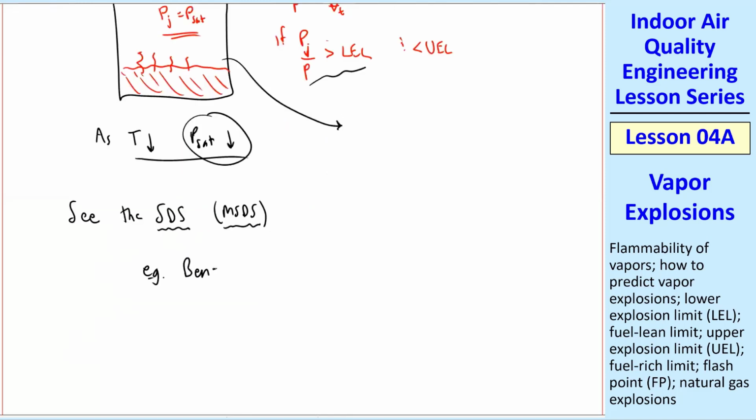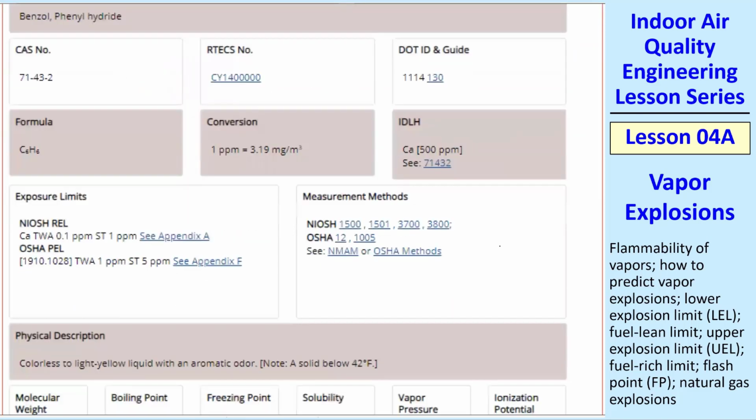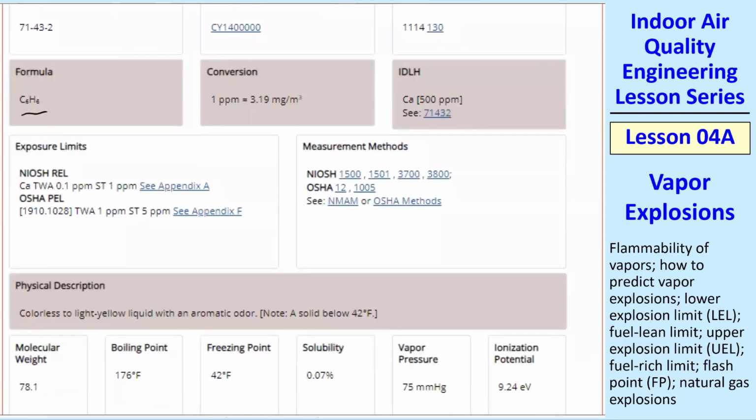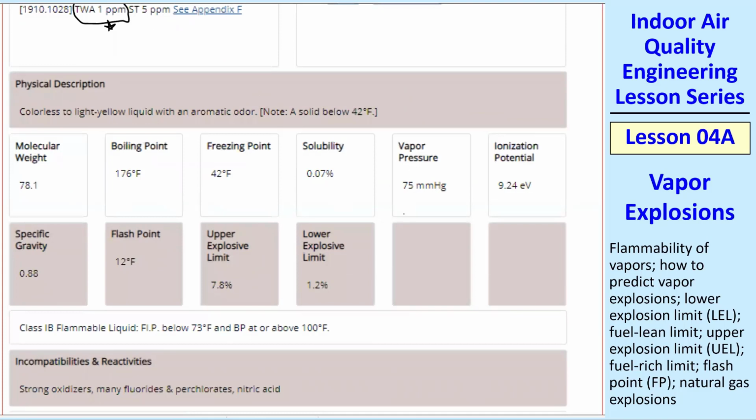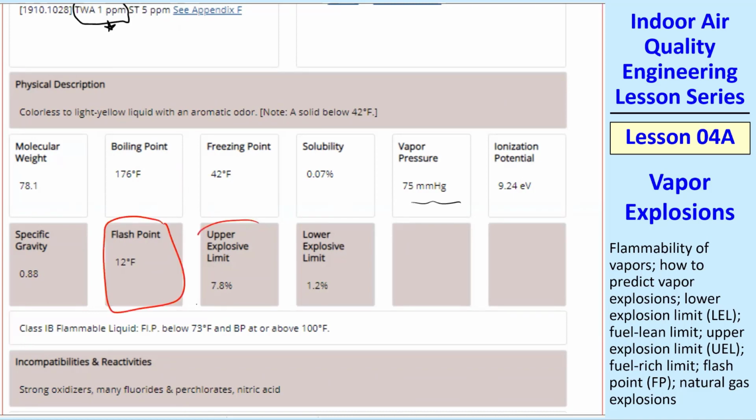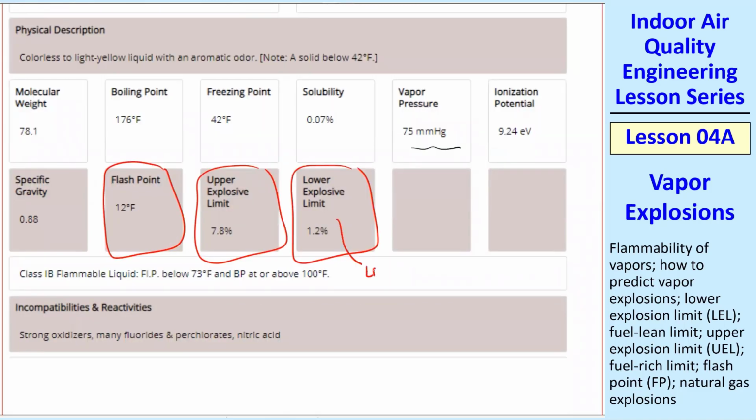I've shown you this many times, but let's look at a common chemical, benzene. You're familiar with these, the chemical formula. Here's the OSHA PEL, which we've talked about. So the TWA value is the one that we're most concerned with typically. I've talked about that before, 1 ppm. And if you scroll down, you'll find some of these other properties like boiling point, freezing point, vapor pressure. That's an important one that we'll use sometimes. And then here's the three that I just talked about, namely flash point and upper explosive limit and lower explosive limit. What does this mean in terms of ppm?